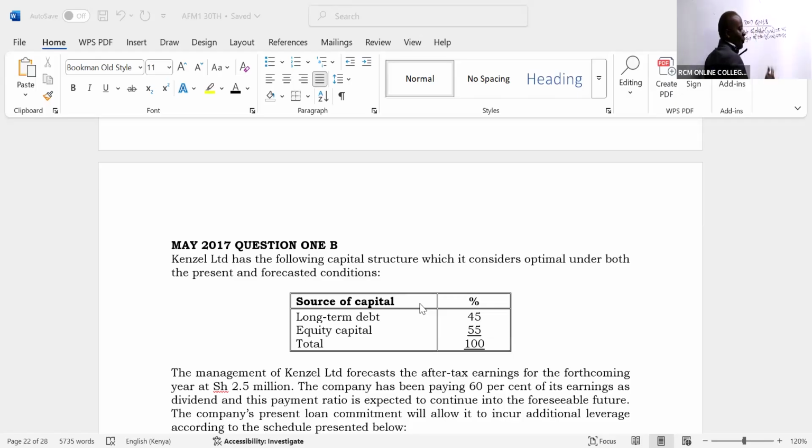0.55, isn't it? You see, 55% is the same as 0.55. Yeah, so we continue, ladies and gentlemen. We are told the management of Kenzel Limited forecasts the after-tax earnings for the forthcoming year at 2.5 million. The company has been paying 60% of its earnings as dividends, and this payment ratio is expected to continue into the foreseeable future. What is it that these guys are trying to communicate to us there?